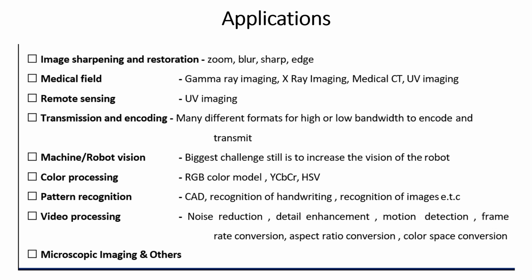We may want to capture only the handwriting of a particular famous freedom fighter or some other personality. That can be done with the help of image processing with pattern recognition. And in video processing there are noise reduction, detail enhancement, motion detection, frame rate conversion, aspect ratio, and color space. Microscopic imaging and many other applications are there.